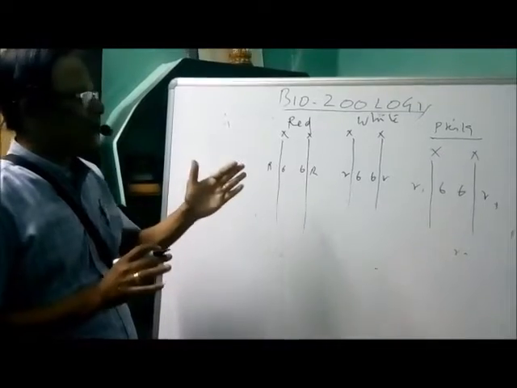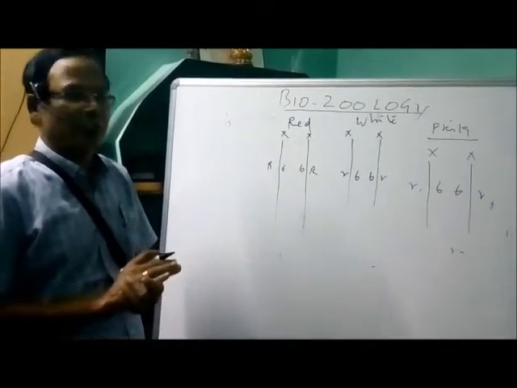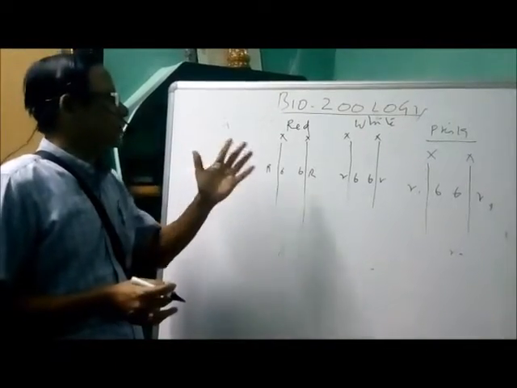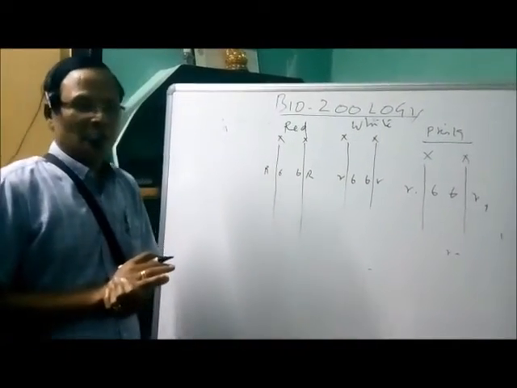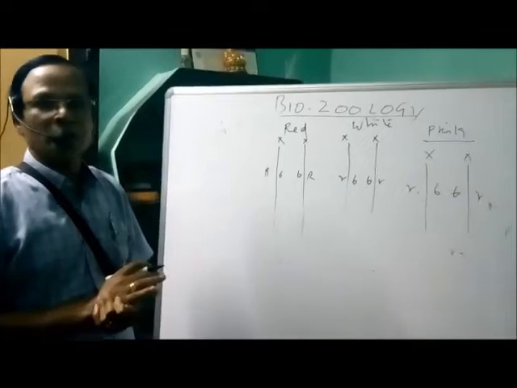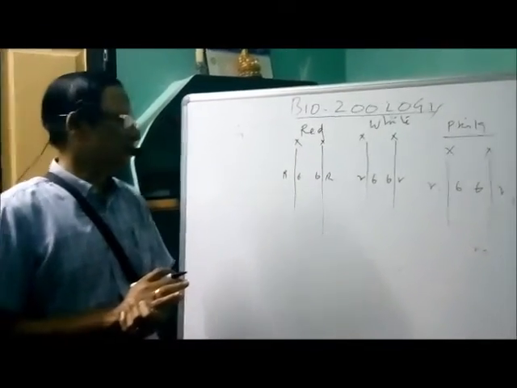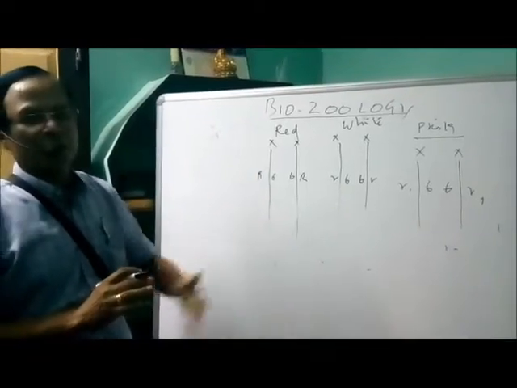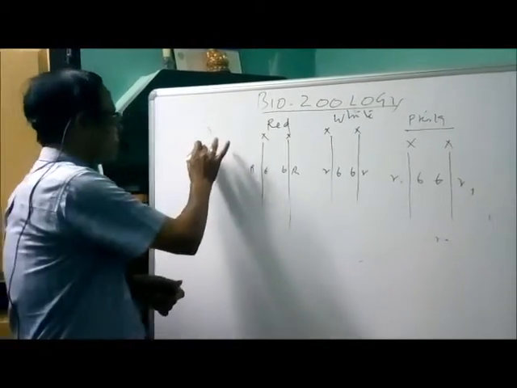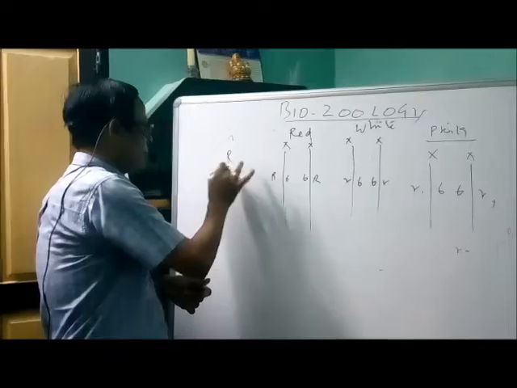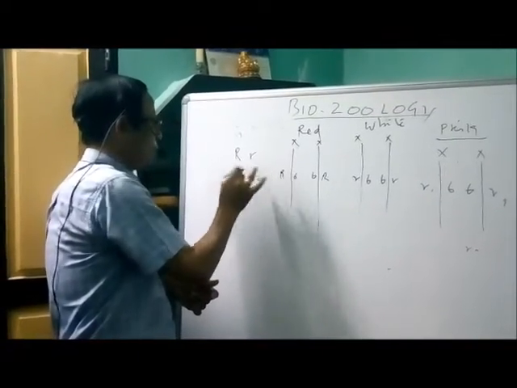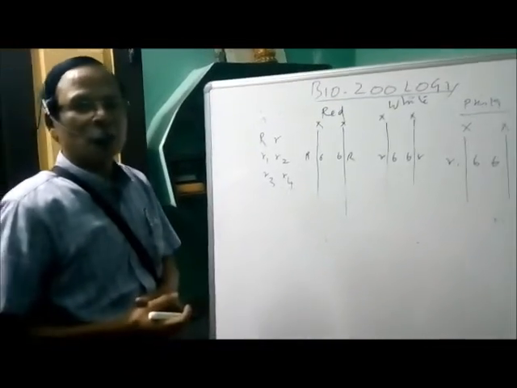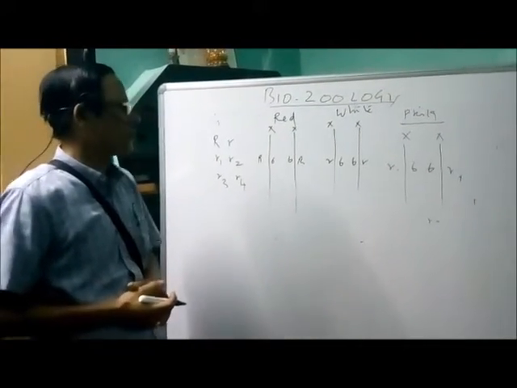So we have nearly more than 8 shades of eye color. I am taking only 3. So what is the meaning of multiple alleles? If you have only 2 alternative forms, they are called alleles. But here we have the occurrence of more than 2 alleles, for example R1, R2, R3, R4, encoding different eye colors.